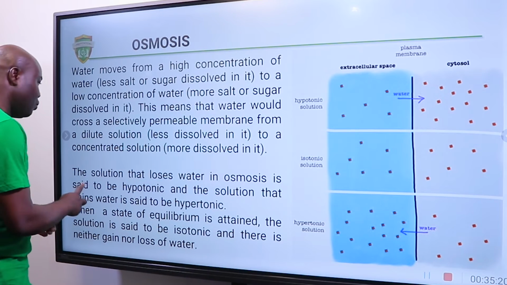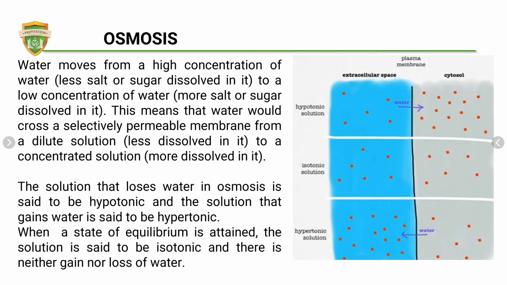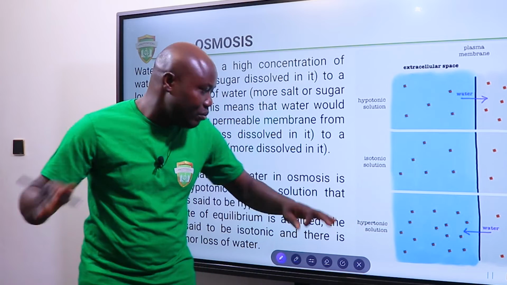Okay, so let's look at this. Now, the solution that loses water in osmosis is said to be hypotonic. I think you need to keep that. The solution that loses water in osmosis is hypotonic, which is the part that has lesser concentration. Then the solution that gains water is said to be what? Hypertonic. So when a state of equilibrium is attained, the solution is said to be isotonic, and there is neither gain nor loss of water, because the two of them now have the same concentration.